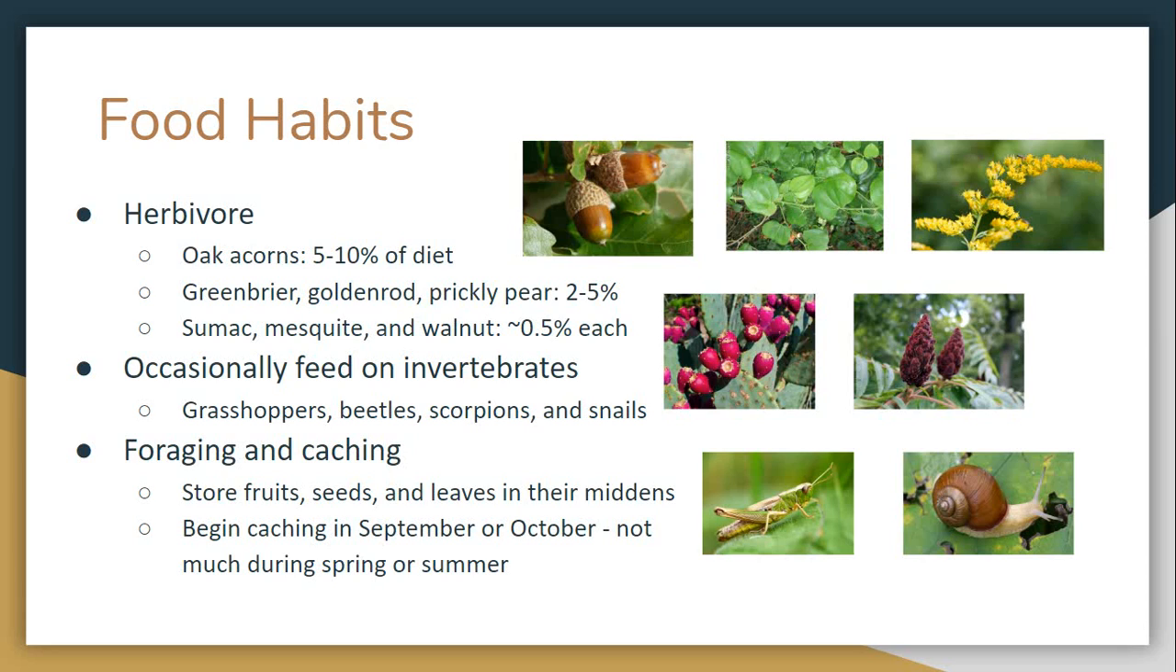And they do a lot of caching. They will store fruits, seeds, leaves in their middens, and they will begin caching in September or October, but they don't store much food during the spring or summer months.